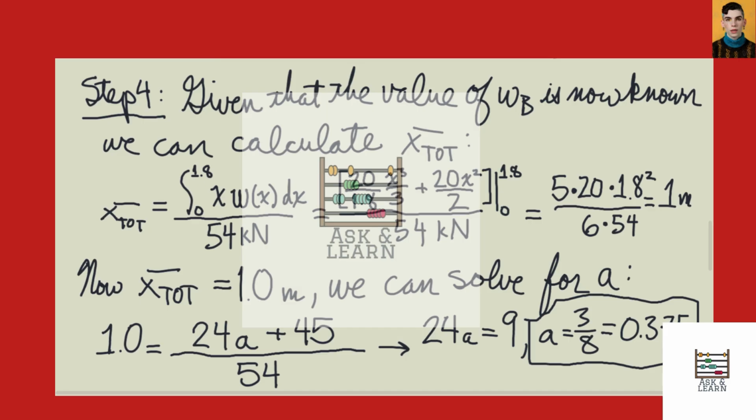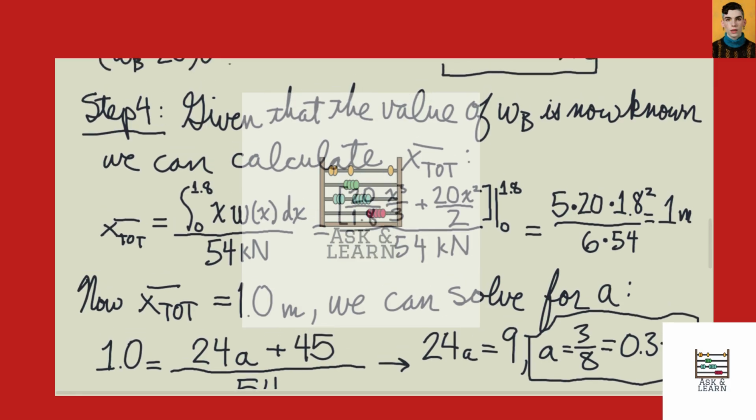Doing the integral of our centroid equation here, this time we have the product of x times our linear force density times dx evaluated over the span of the beam. The integral of x squared is x cubed over 3. The integral of 20x is 20x squared over 2. We evaluate from 0 to 1.8. Those numbers condense down to 1 meter. 1 meter is the value of our centroid.